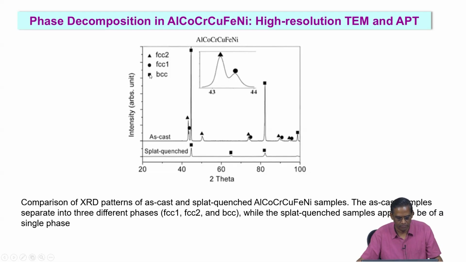The square one is BCC, the circle one is FCC1, the triangle is FCC2, which is quite good enough to have a complicated microstructure actually.